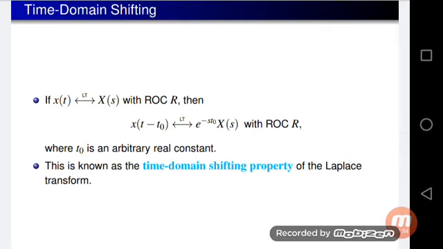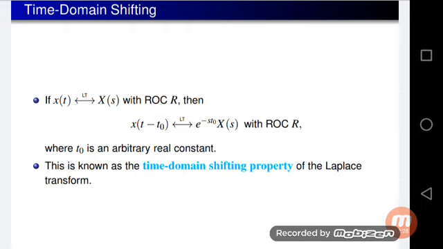Next one is time domain shifting. For example, if x of t tends to capital X of s with respect to the Laplace transform, with ROC R, then we can shift t to t minus t naught. So that's why it is called time domain shifting.